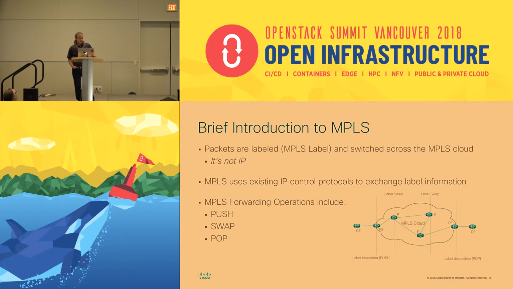It is based on 3 different operations: the push operation, the swap operation, and the pop operation. Push means it's basically adding a label at the edge. Within the cloud itself, it's just looking at the label, deciding how to forward it, and then swapping the label out. And at the edge, where you leave the service provider, you're removing all the MPLS information. At that point, it's standard IP again, and it's just forwarded to the cloud.